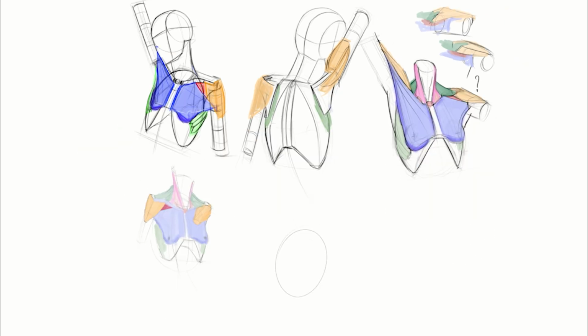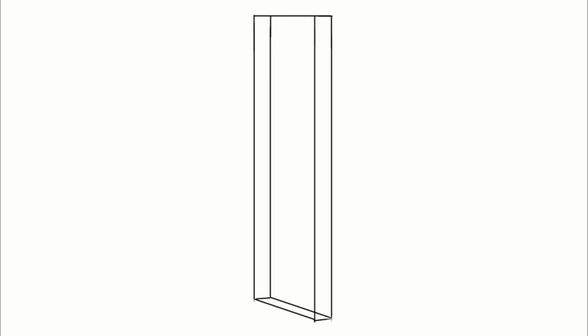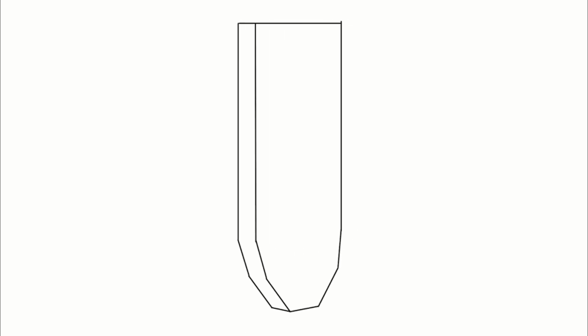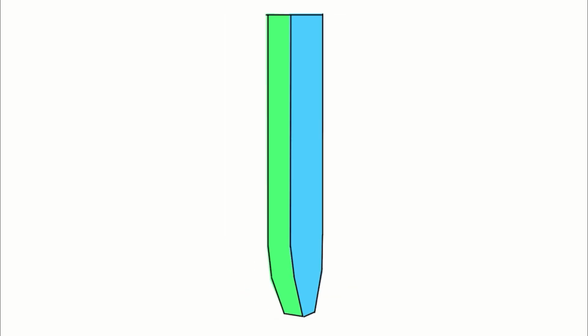We will begin with the rectus abdominis muscle. Its function is to contract the abdominal region and also flex the spine. The muscle shape depends on the gender. We will start with a male. I always use rectangles or cubes as my base to put things in perspective. You can see that we can simplify the upper part of the rectus abdominis as a rectangle and the lower part as a curve. And I added different colors to show the different planes.